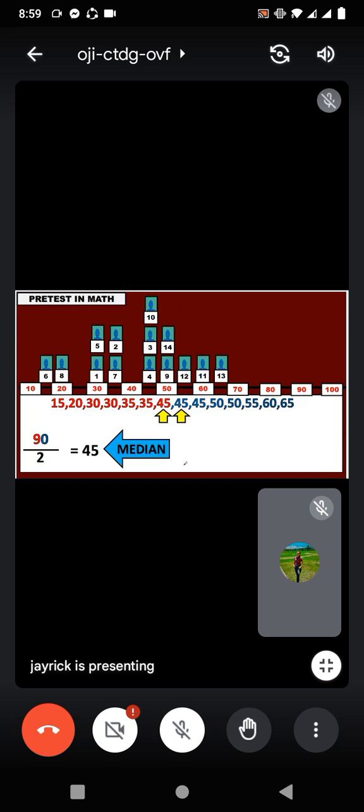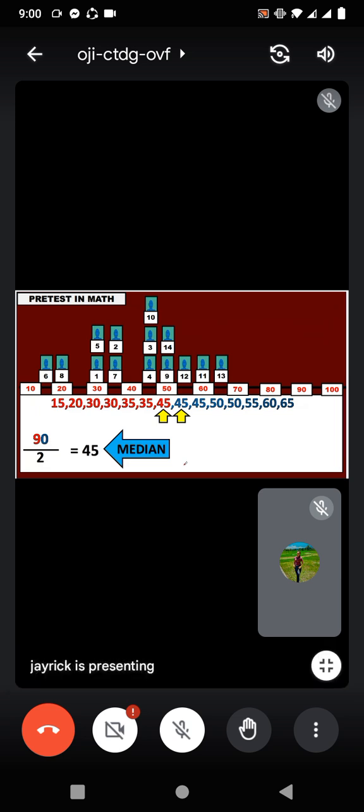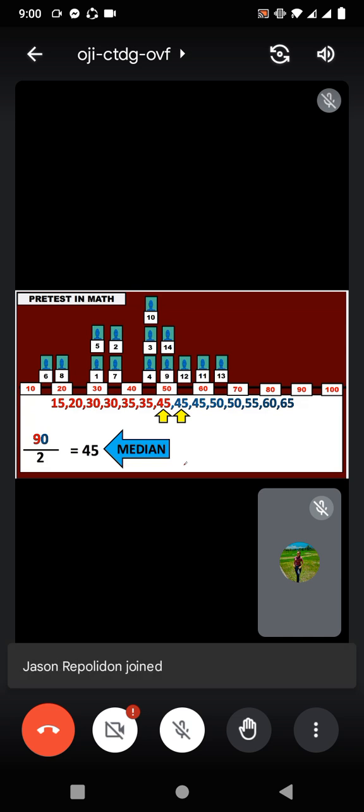Again, the median is the middle value in an ordered set. It has to be ordered. This time, we have ordered the data from lowest to highest. But if there is another activity or quiz where the data set is not ordered, you have to put all of those values in order.